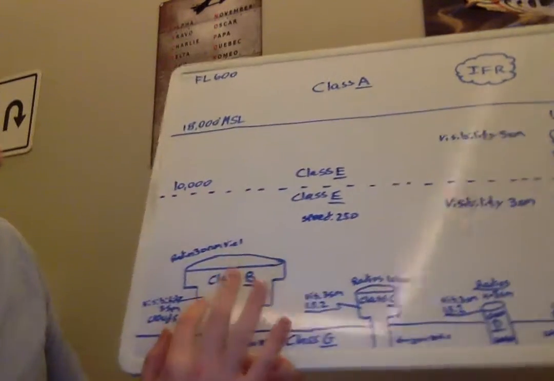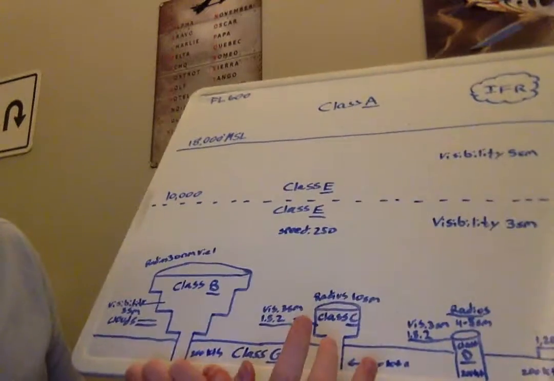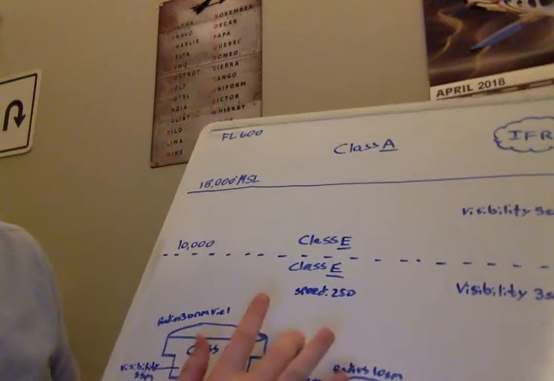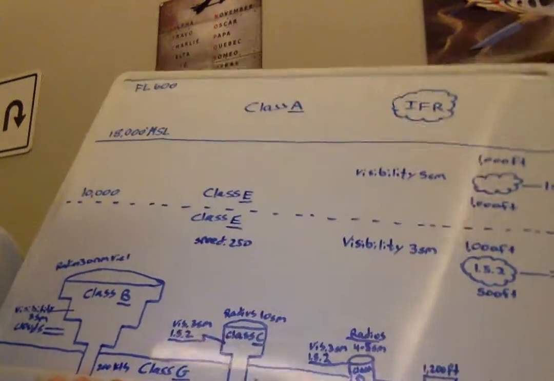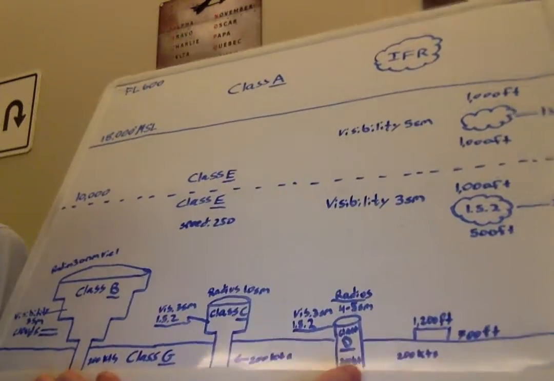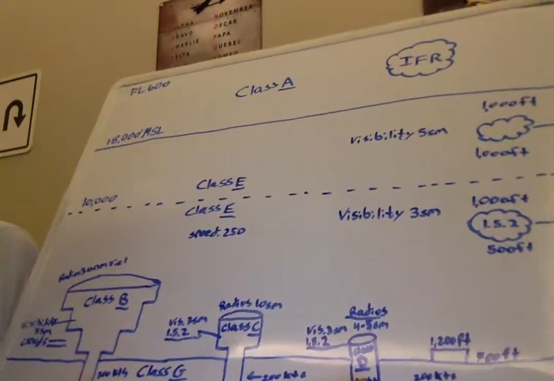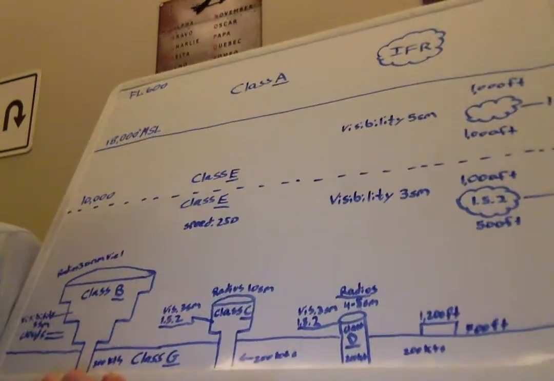And the speed within Class B airspace and Class C is 200 knots, so you can't go 250 anymore. And that's the same with Class D airspace over here, which we're going to talk about now. You need to go 200 knots within Class D airspace.